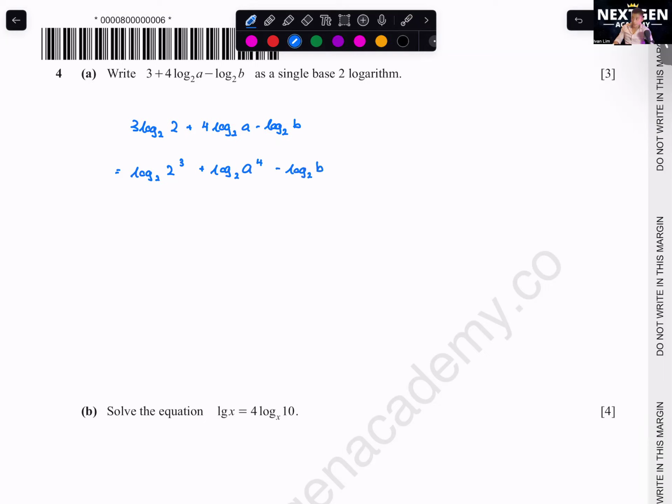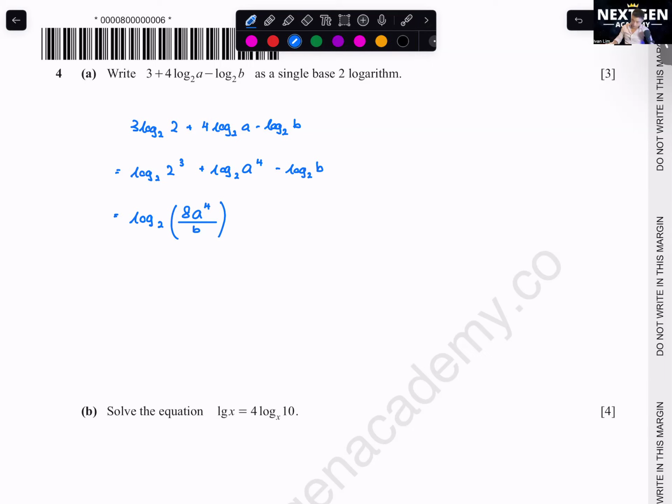If it's plus, we will multiply it. So log 2 cubed will be 8, a to the 4. Okay, minus means you divide by b. So log 8a to the power of 4 over b.